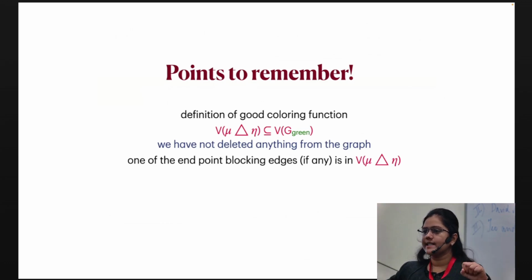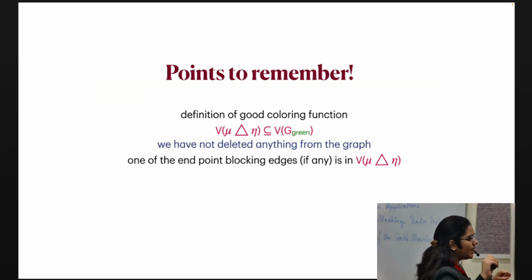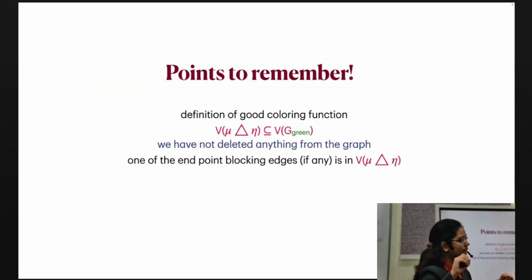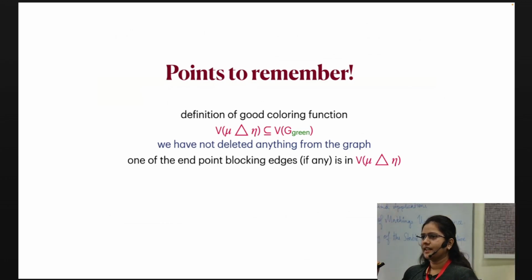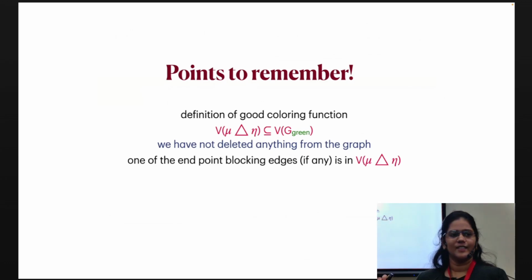Let's say UV is a blocking edge, and let us say the partner of U in mu and eta is the same, and the partner of V is also the same in mu and eta. What does it tell me? This blocking edge is also in mu, right? Correct? Yes or no? Tell me, otherwise we can look at an example quickly.